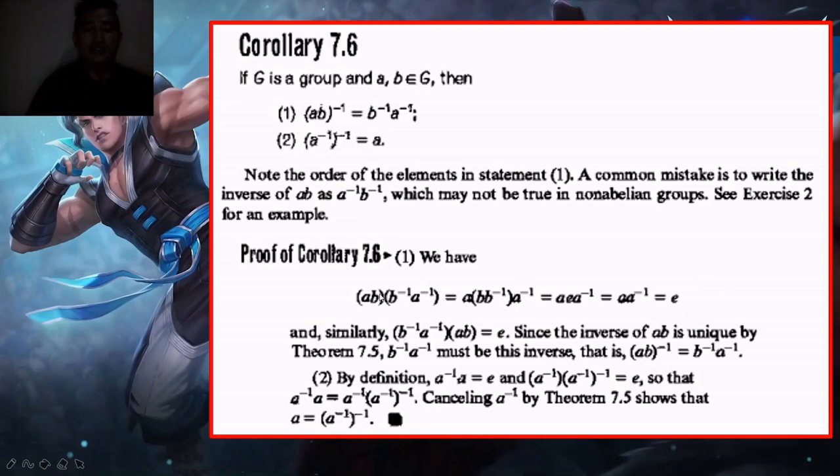Okay. Similarly, kung balihon nato, B inverse A inverse times AB is equal to E. Now, since the inverse of AB is unique, unique man siya by Theorem 7.5, ganina. So, B inverse A inverse must be this inverse. That is, AB inverse is equal to B inverse A inverse. Kinasyon naman nato class, kay multiply na siya ni AB, mo equal siya og identity nga E. So, pwede siya as inverse. Unya kay by Theorem 7.5, unique man ang atong inverse. So, ang inverse sa AB is equal to B inverse A inverse.